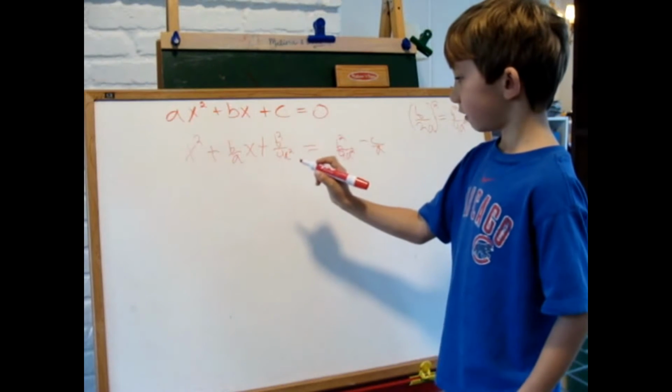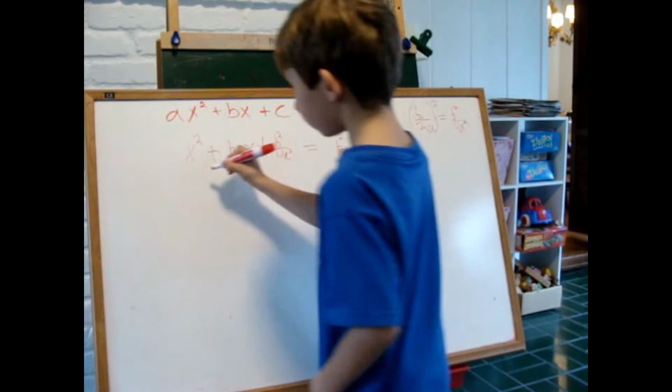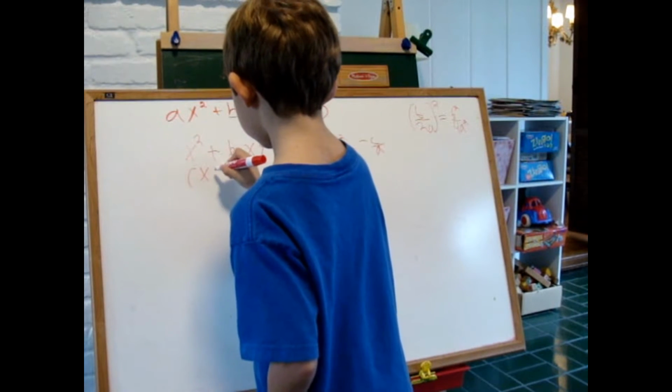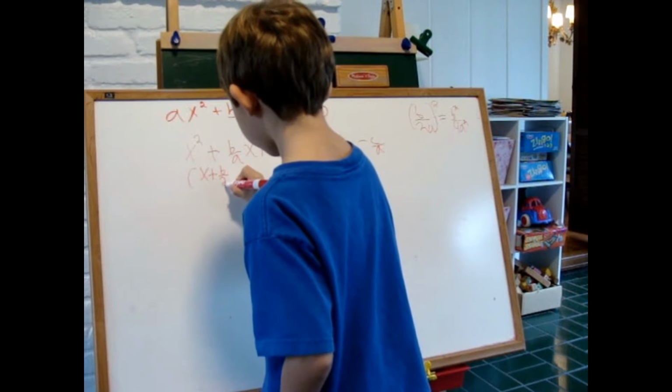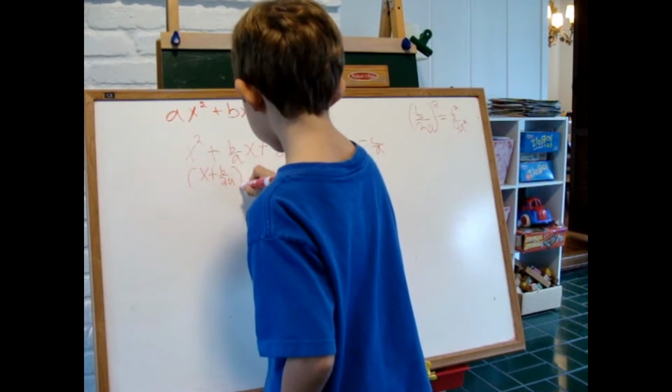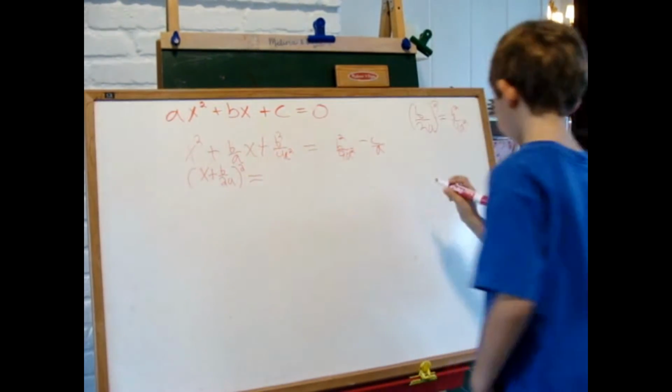This side of the equation factors into a perfect square. When we factor it, we get x plus b over 2a, squared equals, now we look at this side of the equation.